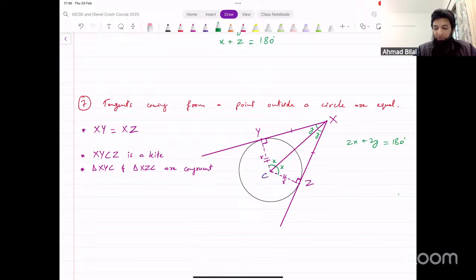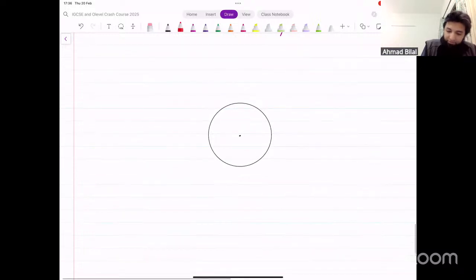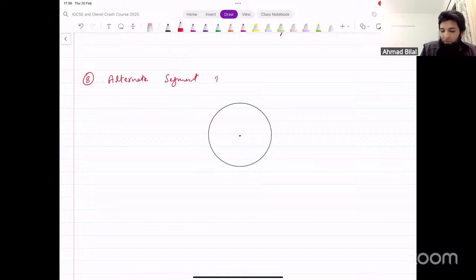Tangents coming from a point outside a circle. All right. Okay. Next. This property is known as the alternate segment theorem. Now, this did not used to be part of the syllabus before, but now it is part of the syllabus. It's called the alternate segment theorem.